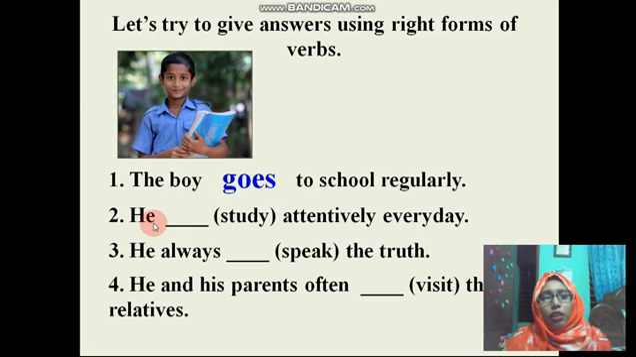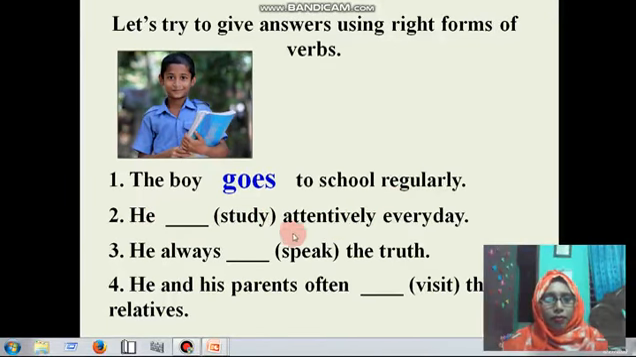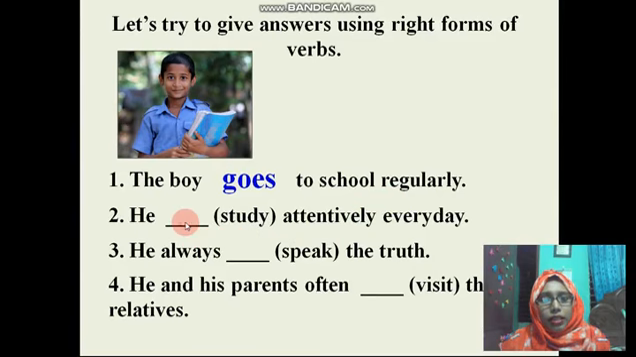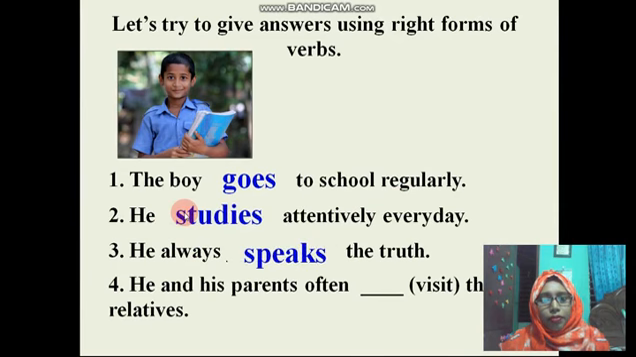Number 2. He (study) attentively every day. Here we find every day. It means it is a simple present tense, and the subject is third person singular number. So the correct answer will be studies. He studies attentively every day.